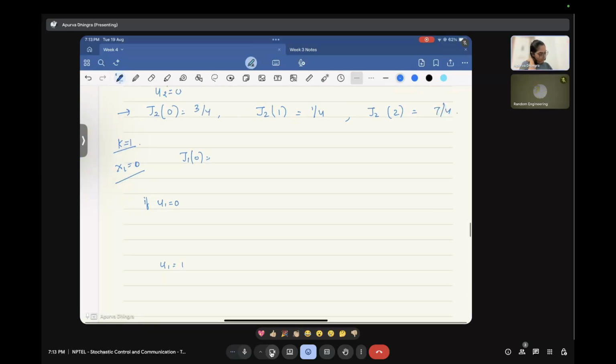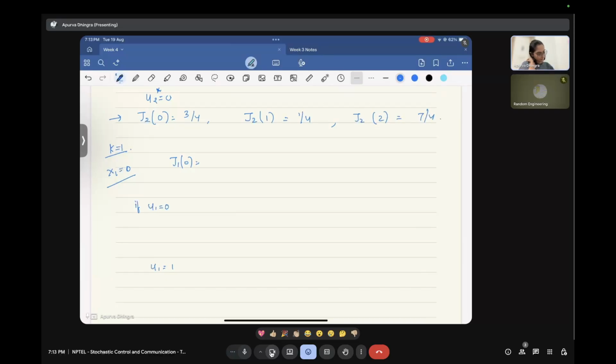Let's continue. For the time step k equal to 1, it's the same process that we have to repeat. Let's say x1 is 0, so u1 will be 0, 1 and 2. But this time, the j that comes up here is going to be j2, which means these three will show up in the calculations further on.